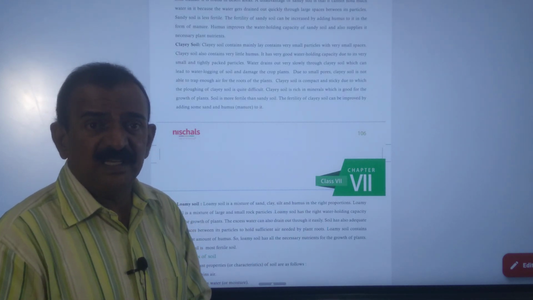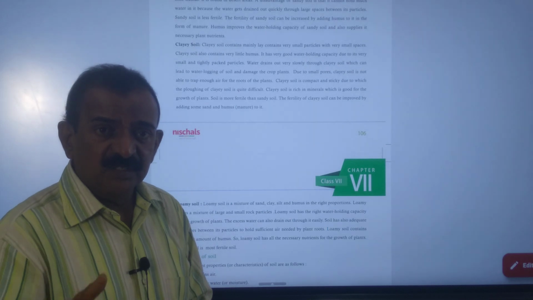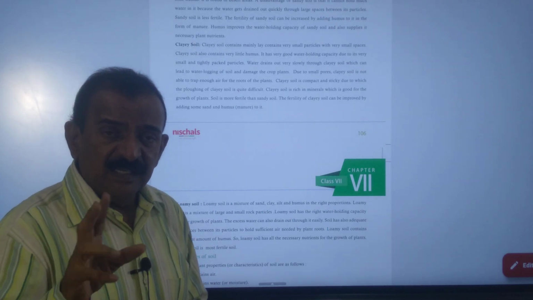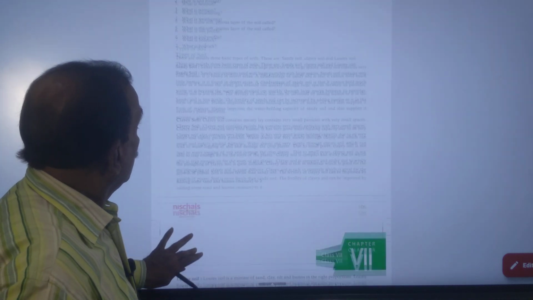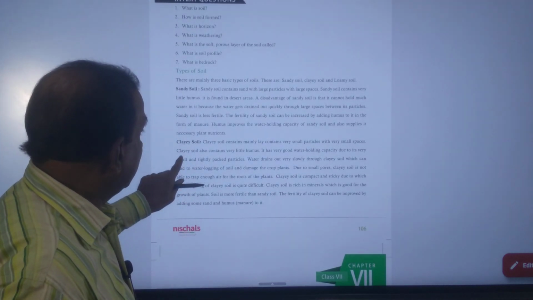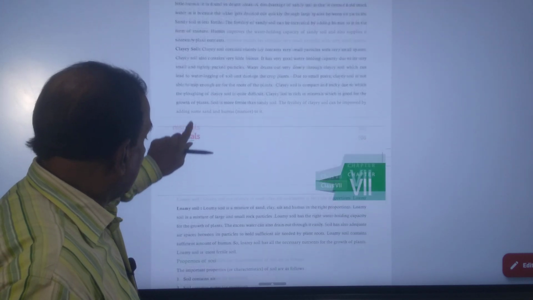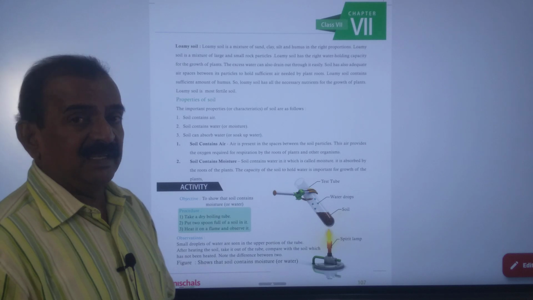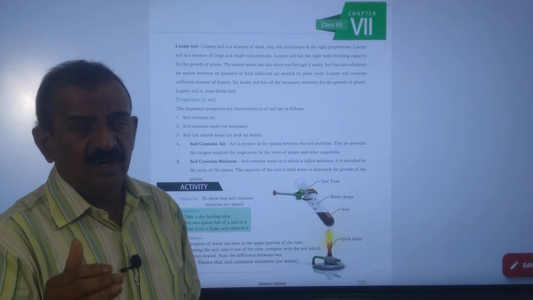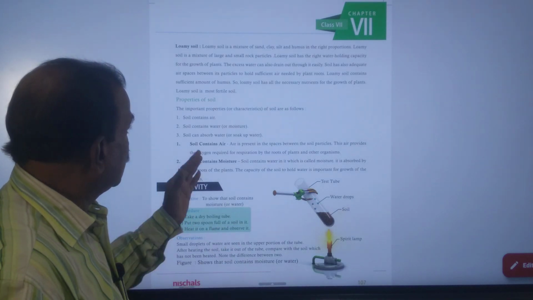So we discussed that there are three types of soils: sandy soil, clayey soil, and the last one, loamy soil. Like that, three soils are there, and here we need to understand the properties of soil.